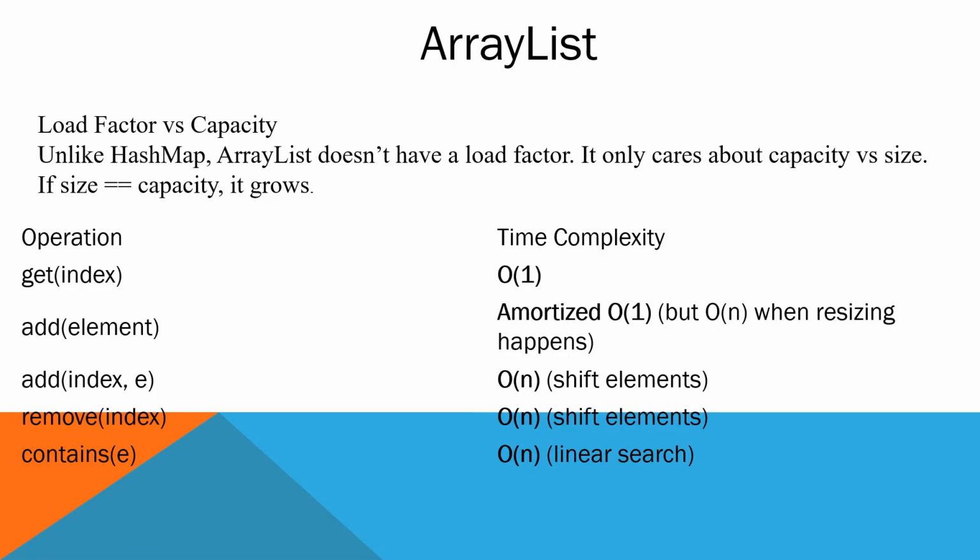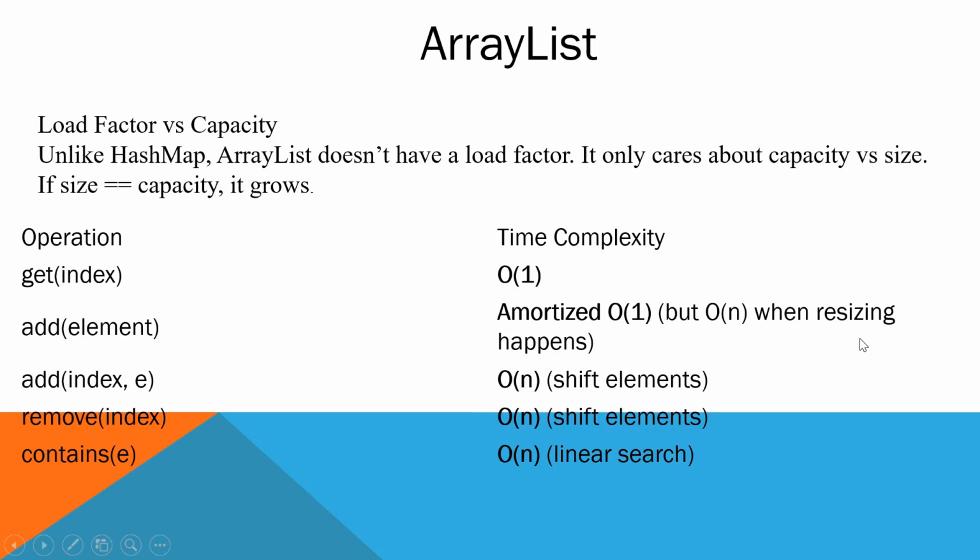So time complexity we calculate on the basis of the loop iterations, how many iterations are required to perform that operation. If it is taking fewer iterations, we can say that that data structure is best for this particular operation. For example here, getting the element, time complexity will be O of 1. That means it is much faster because it will take only one iteration. Add element: we are going to store at the end only, so amortized O of 1, but O of n when resizing happens.